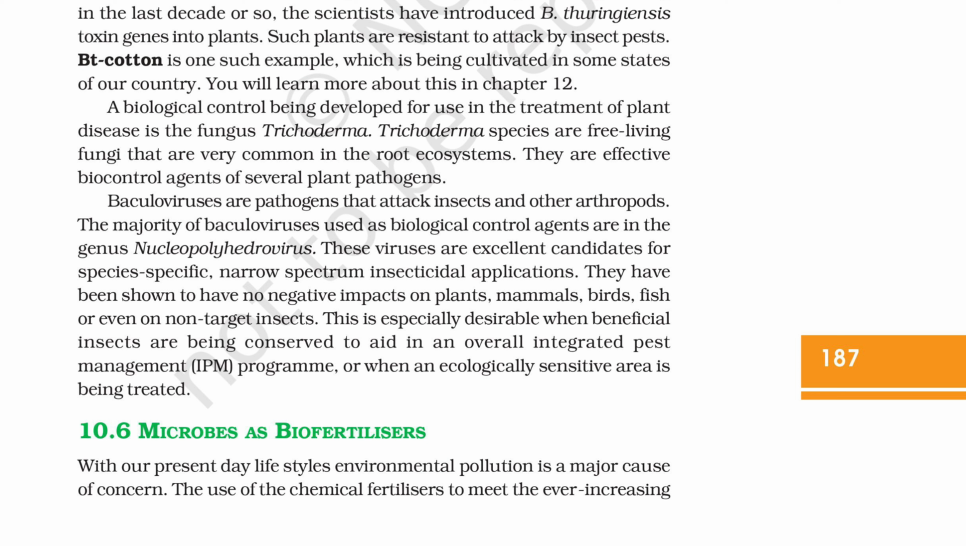Baculoviruses are pathogens that attack insects and other arthropods. The majority of baculoviruses used as biological control agents are in the genus Nucleopolyhedrovirus. These viruses are excellent candidates for species-specific, narrow-spectrum insecticidal applications. They have been shown to have no negative impacts on plants, mammals, birds, fish, or even on non-target insects. This is especially desirable when beneficial insects are being conserved to aid in an overall integrated pest management (IPM) program, or when an ecologically sensitive area is being treated.